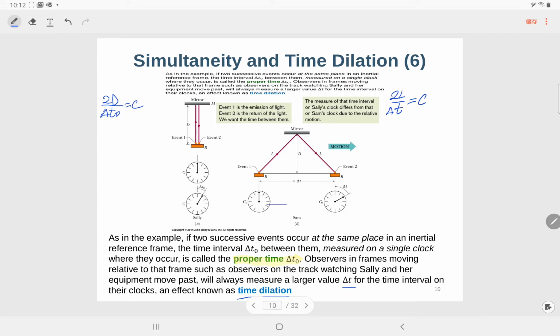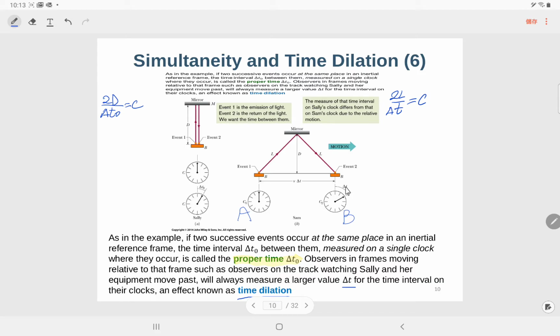So in this case, suppose you have a clock here, and you have another clock here. And then suppose a guy A there, a guy B there, reading the clock. Suppose these two clocks are synchronized, and they read the time here and read the time here. So A and B will see the time difference will be delta t rather than delta t0.